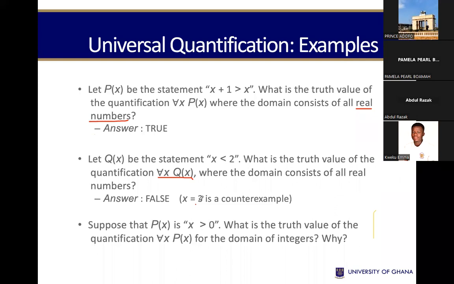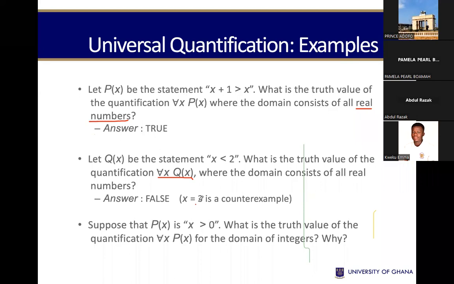It will be false. Why? Because when we use any number, any decimal, 0 is greater than any negative decimal. So when you put negative 1 there, negative 1 is not greater than 0. Okay. So that will be the counterexample. Yes, all the negative integers will be counterexamples.